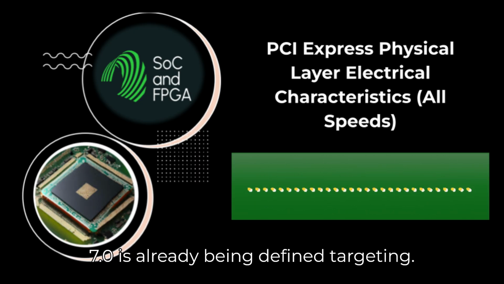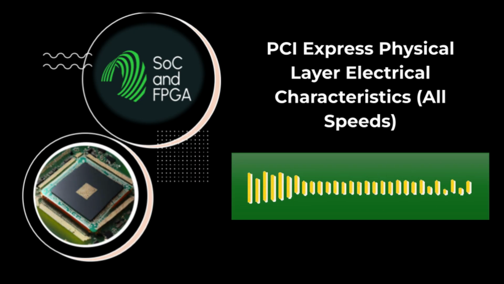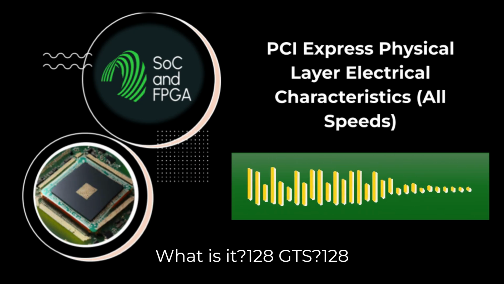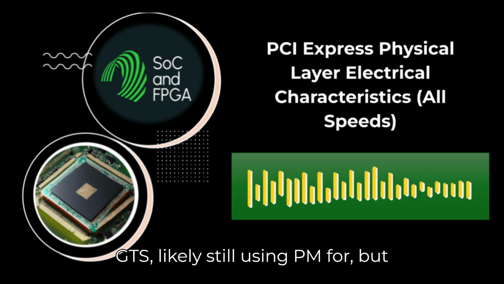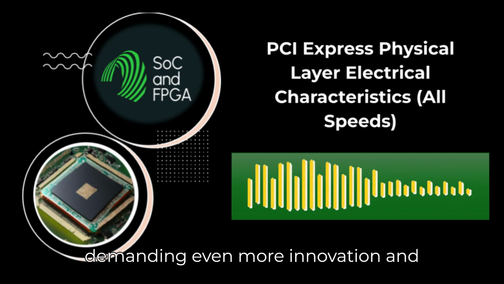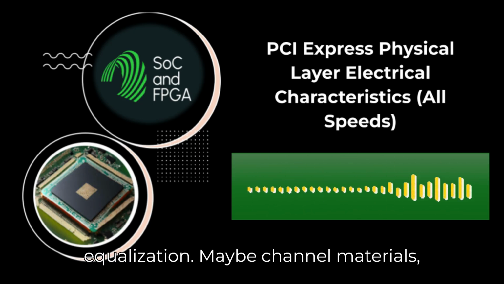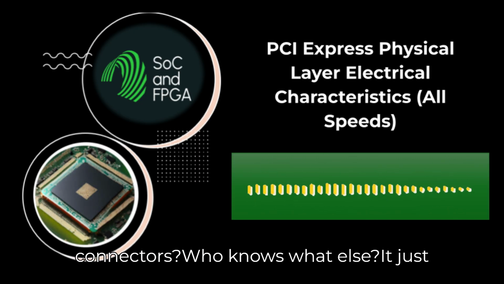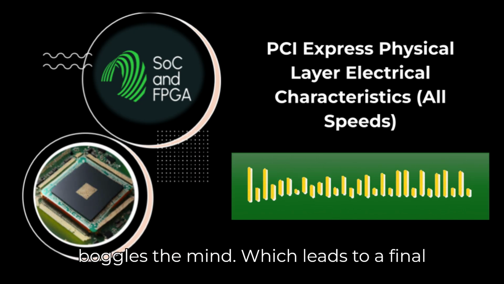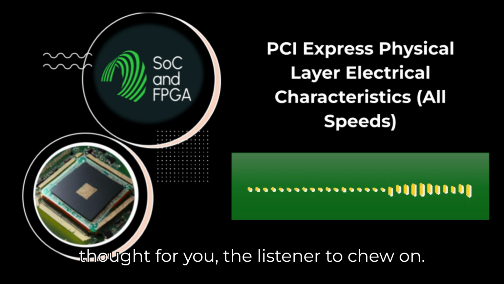And it's not stopping. PCIe 7.0 is already being defined, targeting 128 GT/s? 128 GT/s, likely still using PAM4, but demanding even more innovation in equalization, maybe channel materials, connectors, who knows what else. It just boggles the mind. Which leads to a final thought for you, the listener, to chew on.